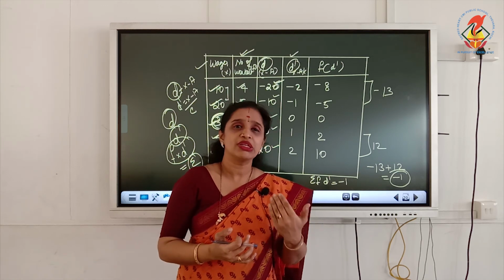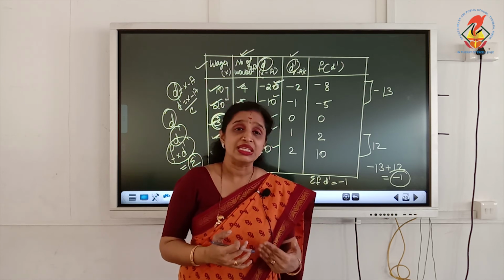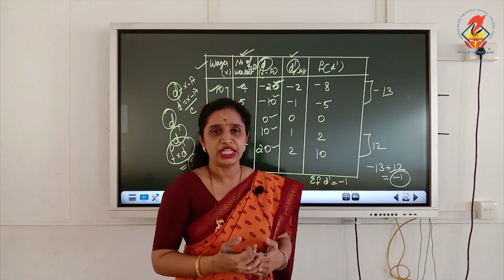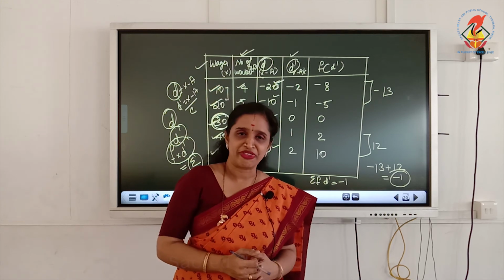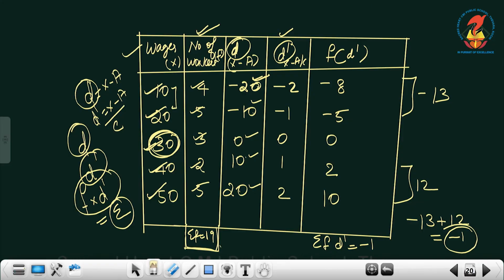Even if it is not there in your x values, you have the freedom to take any number which is easily divisible for the d value as a common factor. That is why it is named a common factor. Okay. Now, d dash is equal to x minus a by c. So, minus 20 by 10 is minus 2, minus 10 by 10 is minus 1, then next is 0, 10 by 10 is 1, 20 by 10 is 2.